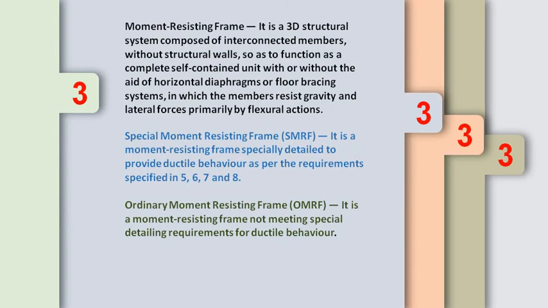Now, some of you have a doubt about special moment resisting frames and ordinary moment resisting frames. Now I will explain that here. A moment resisting frame is a 3D structural system composed of interconnected members without structural walls, so as to function as a complete self-contained unit with or without the aid of horizontal diaphragms or floor bracing systems, in which the members resist gravity and lateral forces primarily by flexure action.